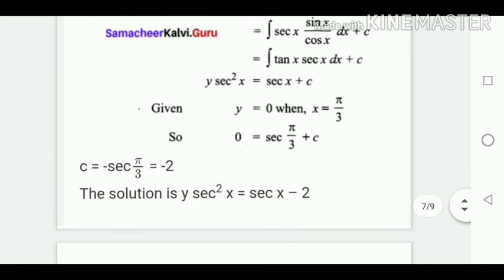The pi by 3 is nothing but 180 by 3, that is 60 degree. Secant 60 degree equal to 2. Therefore c equal to minus 2. The solution is y secant square x equal to secant x, and the value of c equal to minus 2.